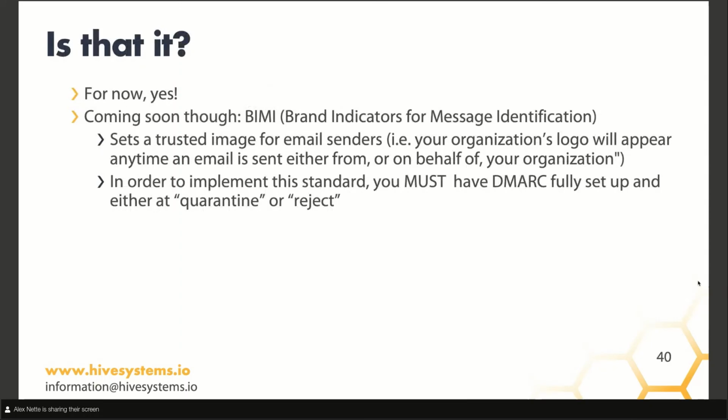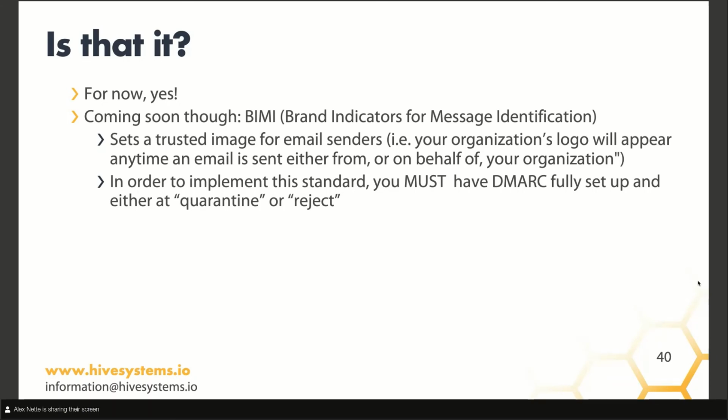But coming soon is BIMI, which is Brand Indicators for Message Identification. This is something that's coming down the line where it's actually going to help you set a trusted image for your email senders. So as a result, your organization's logo will appear anytime an email is sent either from or on behalf of your organization. This is a great step because it means that for major companies, any email that comes from your organization will now have maybe your company's logo appear next to it.